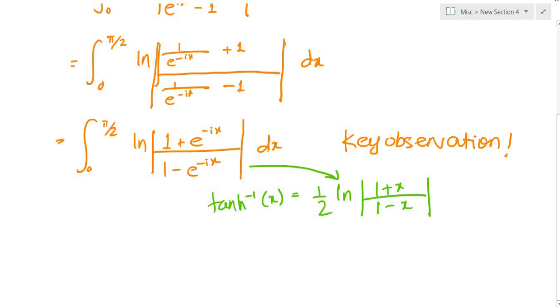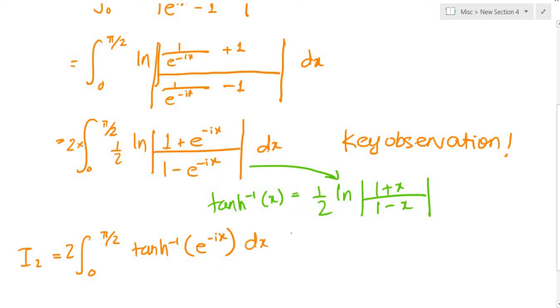So let's do that. So we have I2 now, and we're going to be using this identity, the integral from 0 to pi over 2 of, well, we had half, so we can multiply and divide by 2, a half and a 2 to maintain equality. So we have 2 times the integral from 0 to pi over 2 of the inverse hyperbolic tangent of not x but e raised to negative ix, because that was the entire variable that was satisfying this identity, right? And a dx.